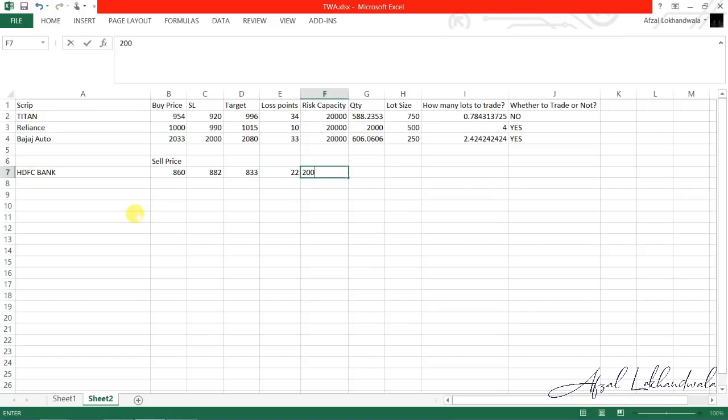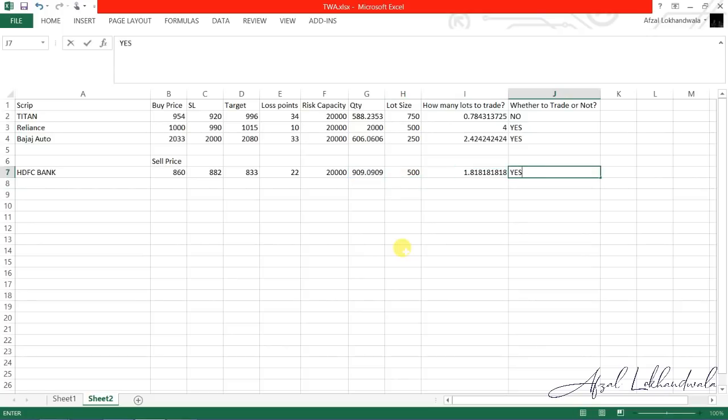Our risk capacity remains the same, 20,000 per trade. The quantity we have to short here is 909. It will be calculated as 20,000 divided by 22. It comes to 909. The lot size, if you check out, it is 500. So how many lots will you trade? So you will trade 909 divided by 500, that is 1.8 lots.